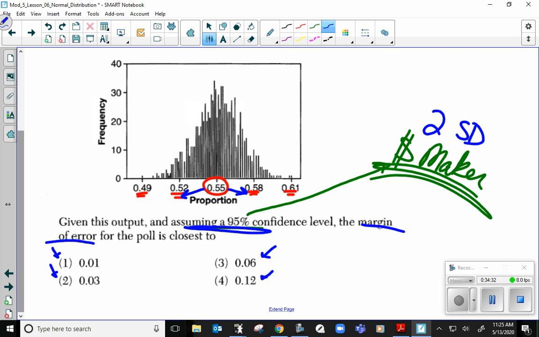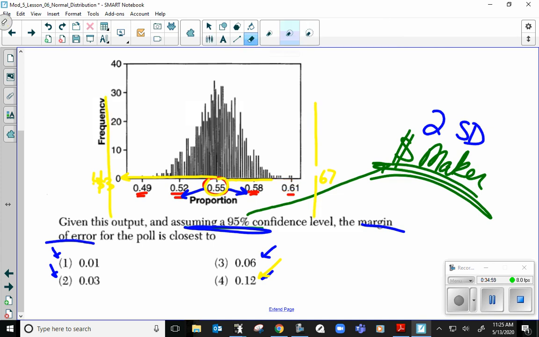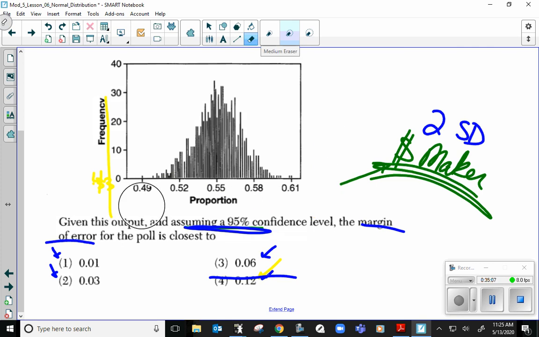Okay, let's start with choice 4. If I go 0.12 to the right and to the left of my average, that'll bring me to 0.67. And if I subtract 0.12, it's 0.43. That doesn't include 95% of the data. That includes 100% of the data. You see, if I go from here to here, that includes 100% of my data, not 95. So it can't be this. Let's try 0.06. Okay, so now I'm going to go 0.06.